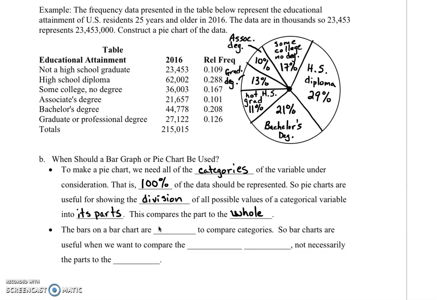The bars on the bar chart, however, make it easier to compare categories. So bar charts are useful when we want to compare the different categories to each other. Not necessarily compare one category to the whole.